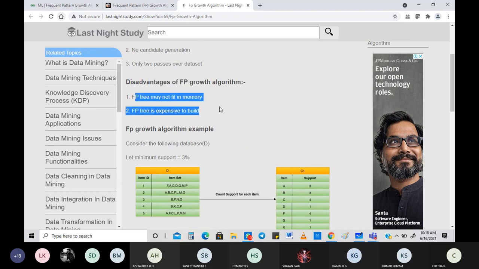FP tree may not fit in the memory. I mean, it takes a lot of memory. Okay, next thing, FP tree is expensive to build. If there is more memory, it is more expensive. Okay, lots of memory means obviously it's taking lots of your money also.